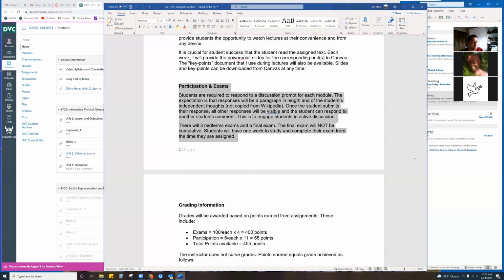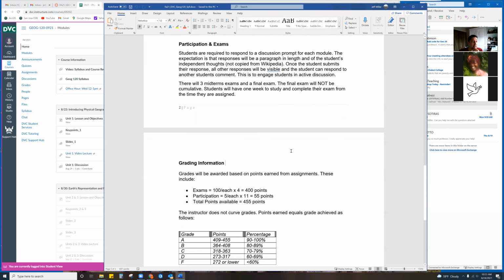In terms of grading, there are 3 exams. There are three midterm exams and 1 final exam. Okay. The final exam is not cumulative, which means that it only covers the topics that were recently covered before it. So essentially it's like a 4th exam. Okay.